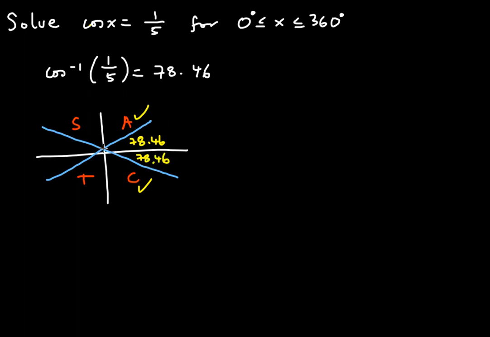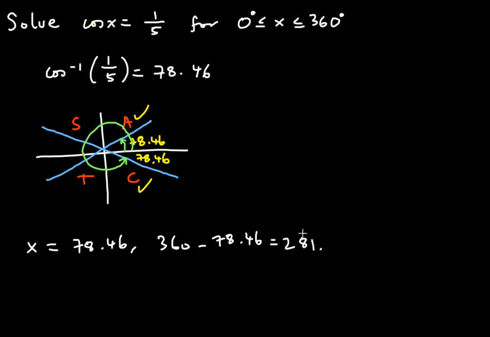and then you just measure from the initial line. So this angle would be 78.46. The second angle would be 360 minus 78.46. So that gives 281.54. So those are the solutions.